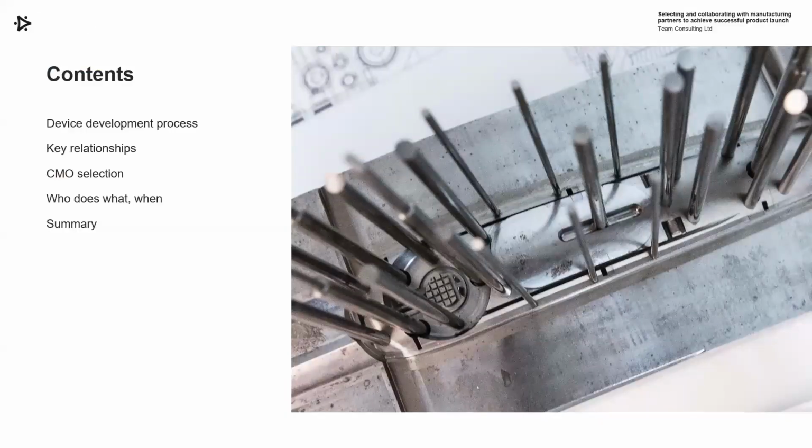Contents: I want to talk a little bit first about the device development process, and then talk about some of the key relationships during that process, and then move on to a little section on CMO selection. The main part of the talk is thinking about who does what when, which are the different organisations responsible for which activities during the development process, and then a little summary at the end, and hopefully a bit of time for some Q&A.